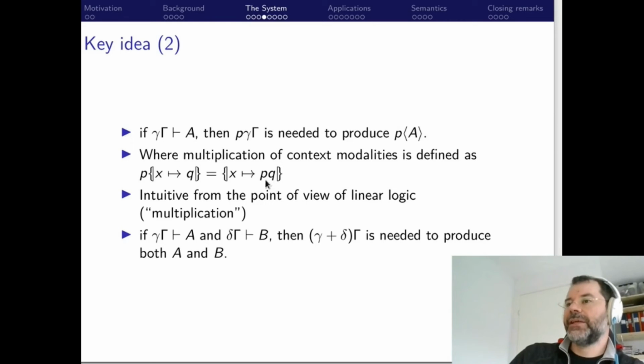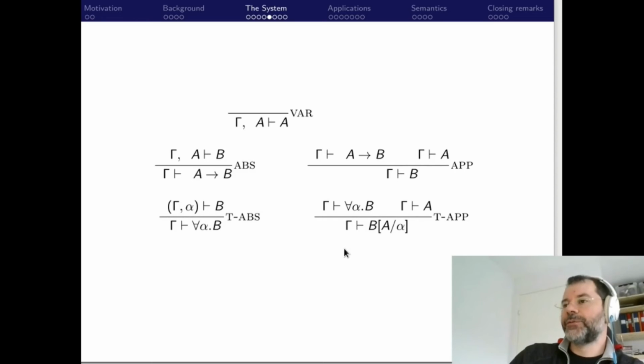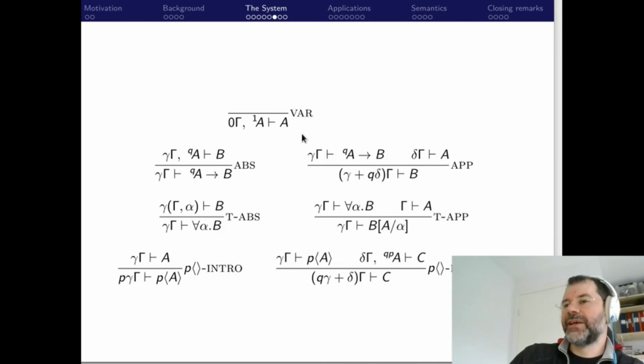In the same vein, if we want the product of A and B, then we need the sum of their respective modality contexts. To see how this plays out, let us first look at a fragment of plain System F without modalities. Then we can see how modality annotations get added.